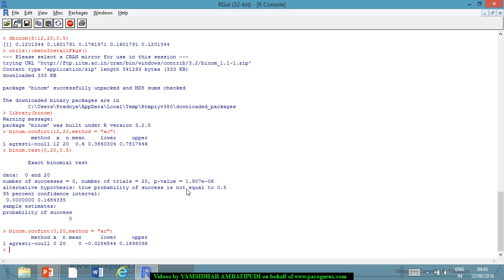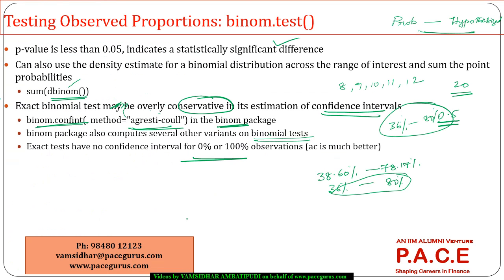And this is how I get different confidence intervals when I'm using the Agresti-Coull method, especially when we are going with 0% or 100% of the observations. Then probably the Agresti-Coull method is much more appropriate compared to your typical regular binomial distribution kind of method, right?